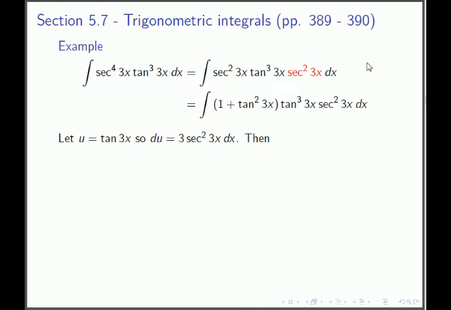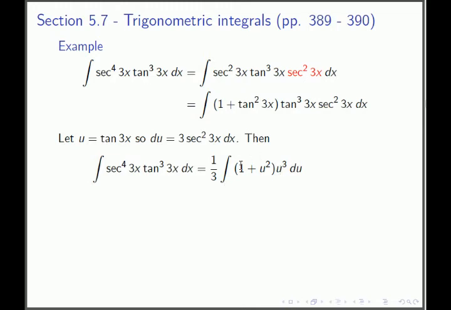We're going to let u equal tangent 3x, simply because 3x is the common angle among all these functions, so I may as well build that into my u. So then du is 3 secant squared 3x dx. And so let's rewrite our integral now. This 1 plus tangent squared 3x is now 1 plus u squared. Tangent cubed 3x is u cubed now. And then secant squared 3x dx is equal to 1/3 du. So we have a 1/3 du.